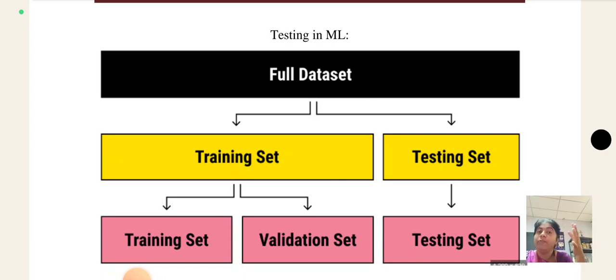That full database is divided into two things. One is the training set, another one is the testing set. For example, if you have 1000 rows of data, a single line is in one row, another line is in the next row, and so on.